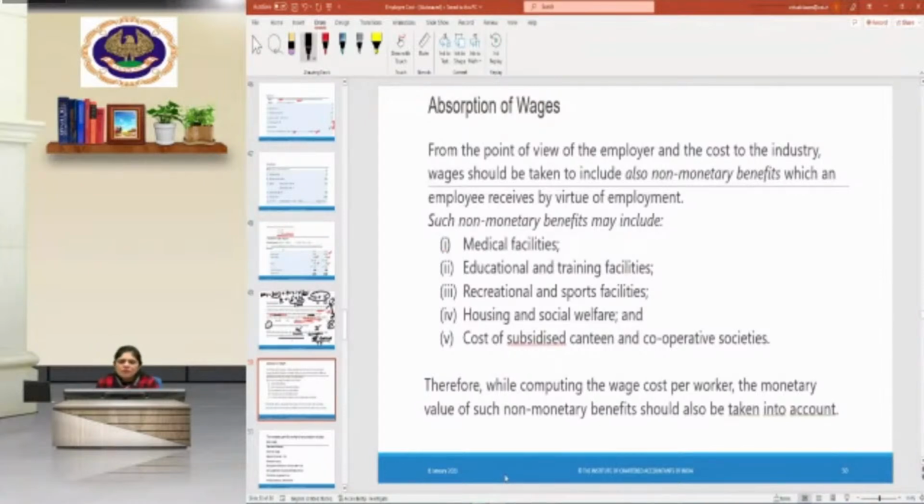Clear? The monetary value of such non-monetary benefits should also be taken into account. So whenever we calculate the labor cost for the organization, we calculate the monetary and the non-monetary. The monetary value, of course, we have with us. For non-monetary benefits, we calculate the value, and both are combined to calculate the labor cost per hour.